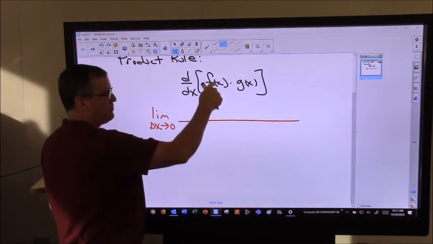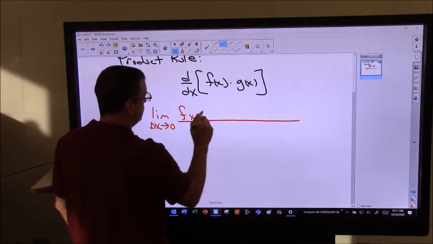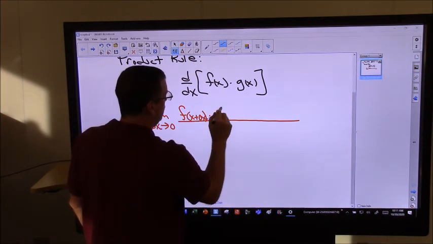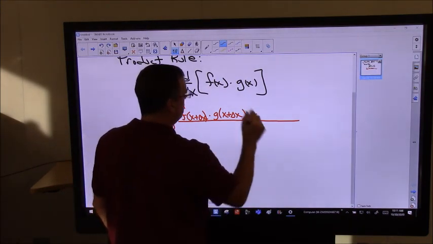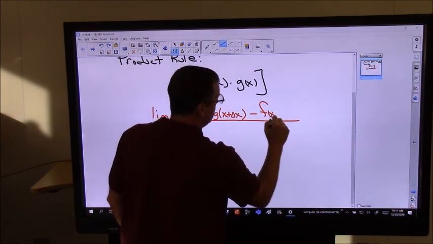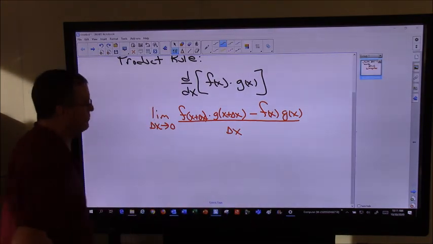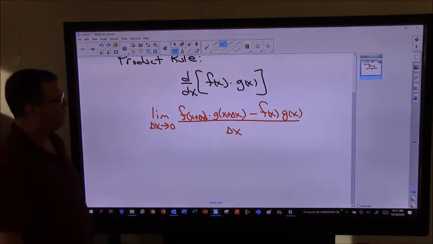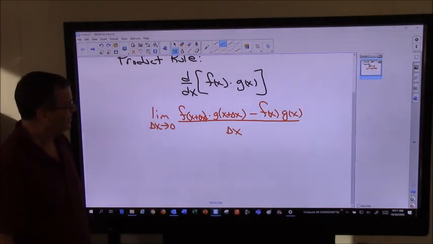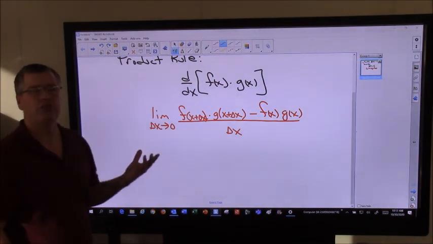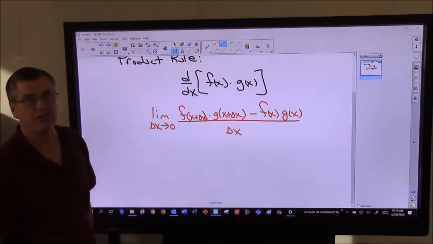So I'm plugging a delta x into both of these. So f of x plus delta x times g of x plus delta x minus the original function, which is both of those, f of x times g of x, divided by delta x. And now all I have to do is just simplify that. Well, we're going to have to pull some tricks here. And fortunately, somebody long ago figured this out. This isn't me figuring this stuff out. I'm glad there's someone smarter than me to do this.